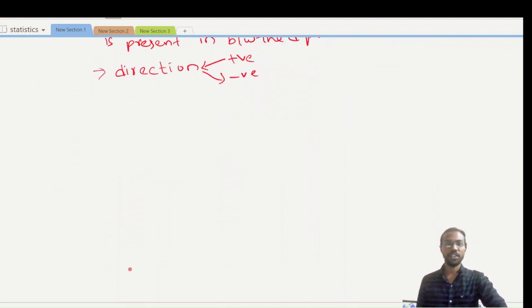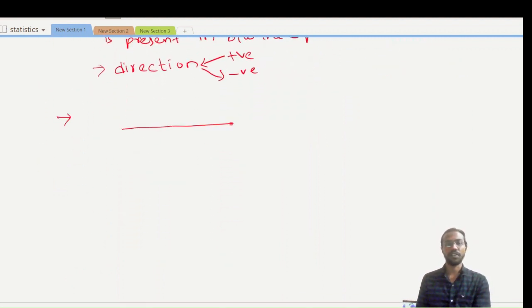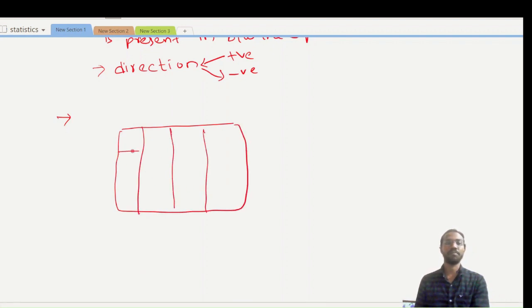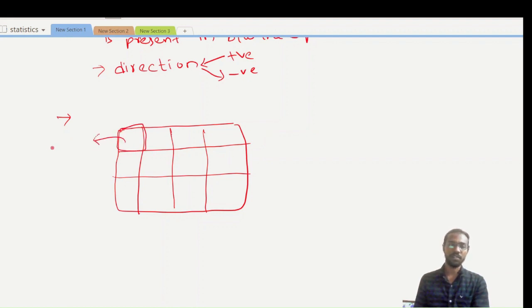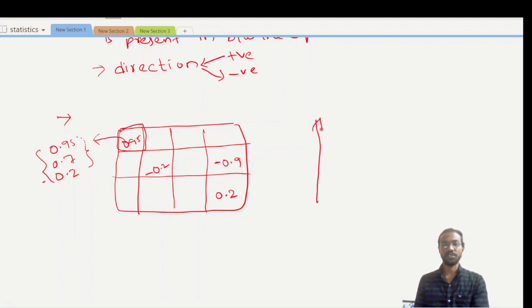Now correlation plots look like this, and this is also known as a heat map. Everybody knows about heat maps. This heat map contains cell values, and these cell values represent values like 0.95, 0.7, -0.2, because correlation always lies in the range of -1 to +1. Suppose this value is 0.95, this one 0.2, this one -0.9, this one 0.2. Here a correlation bar will also be present.